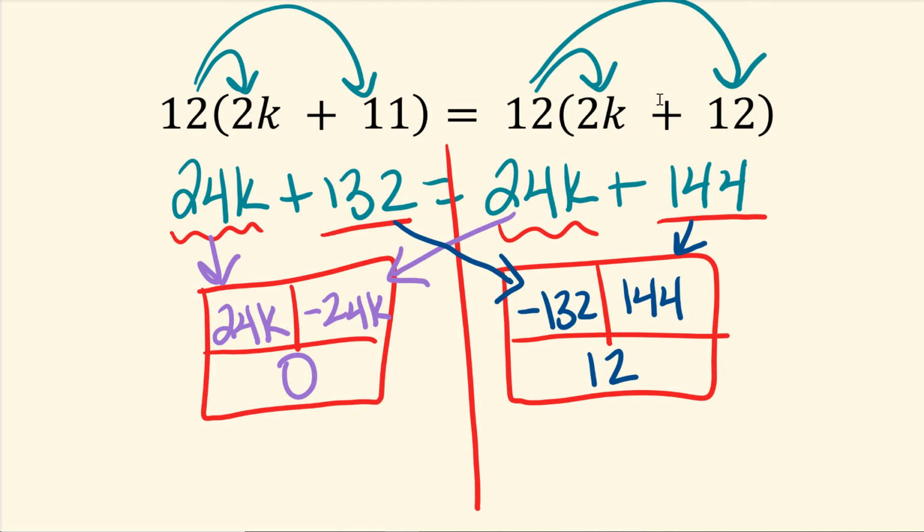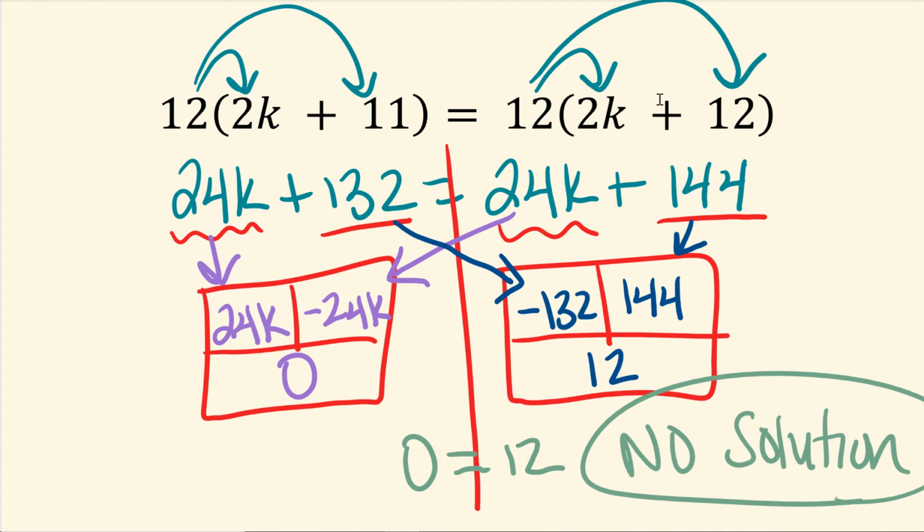So now this is the important part here. Now we have that 0 equals 12. But this is not a true statement. 0 does not equal 12. You can't tell me if you have $0, you have $12. It's not a thing. So when you get something like this, your variable is completely gone. There is no variable left. And you get a false statement. Your answer is no solution. This only happens when your variable completely disappears. So make sure you're super, super careful of that.